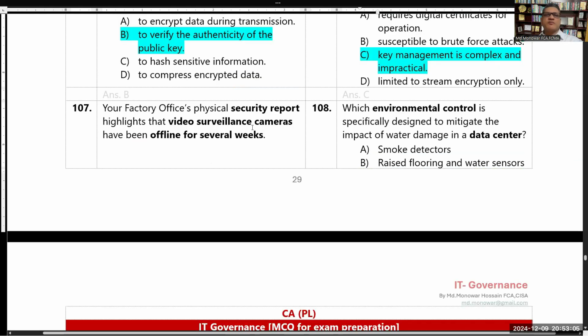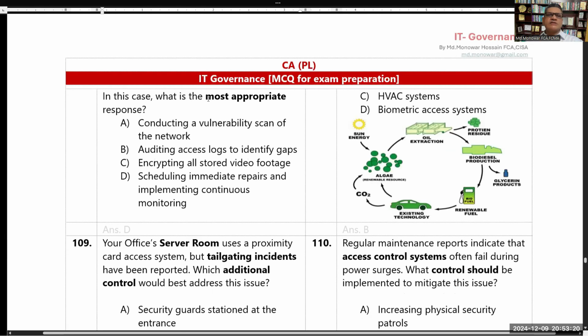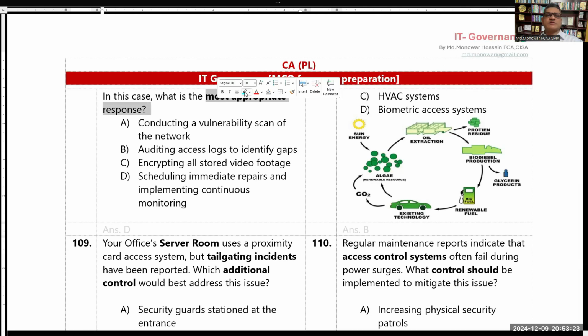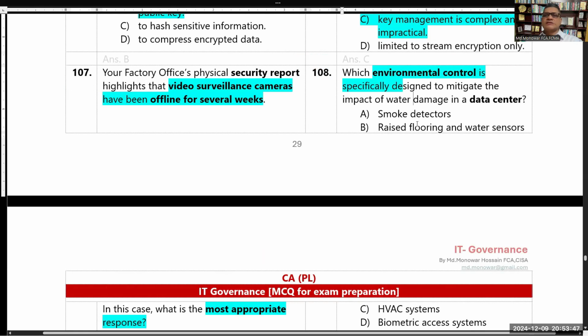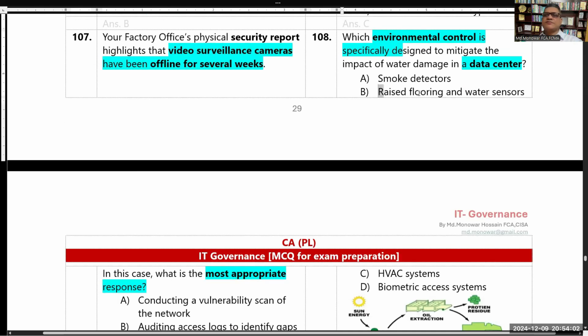Your facility's physical security report highlights that video surveillance cameras have been offline for several weeks. So that is the situation. In this case, what is the most appropriate response? The most appropriate response should be scheduling immediate repairs and implementing continuous monitoring. Answer D. Which environmental control is specifically designed to mitigate the impact of water damage in a data center? It is raised flooring and a water sensor. By this, we can mitigate the impact of water damage in a data center.